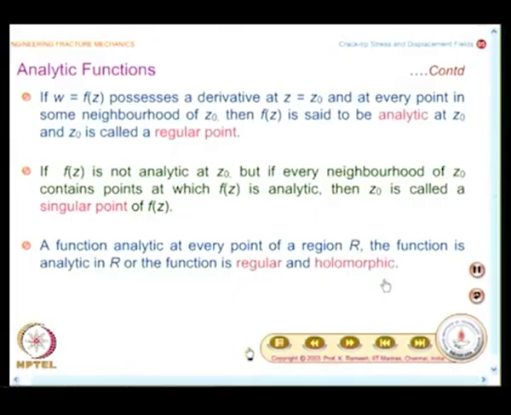So, we proceed towards solving problems using analytic functions, and we have to have a complete understanding of what aspects of analytic functions are important in this context. So, you have to remember the Cauchy-Riemann condition and also some of these definitions.